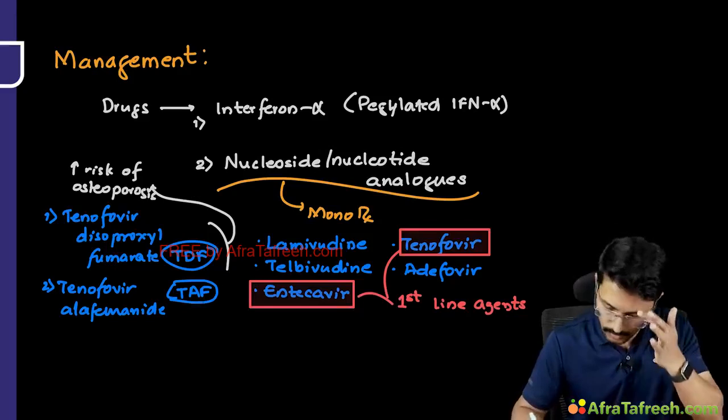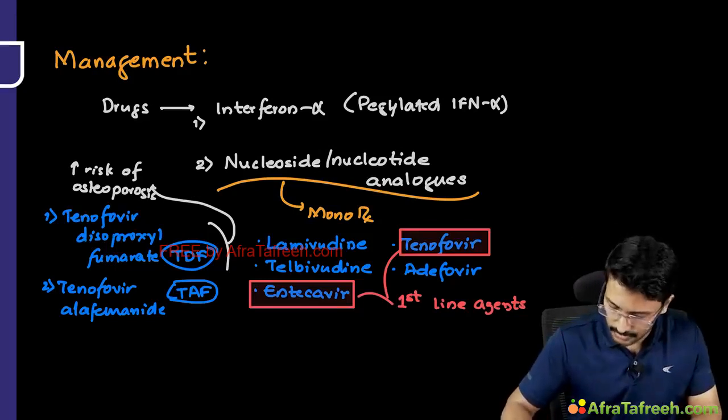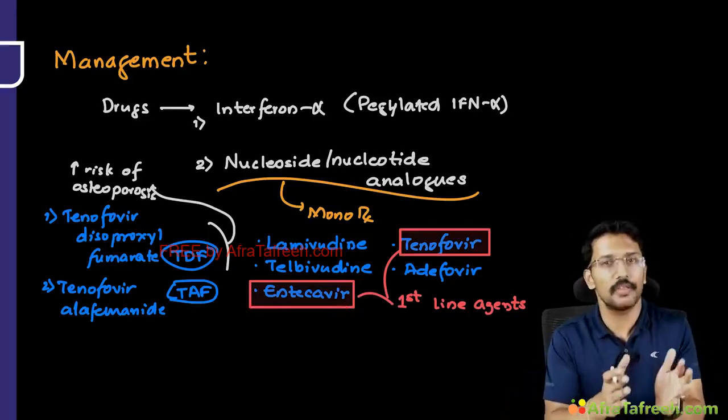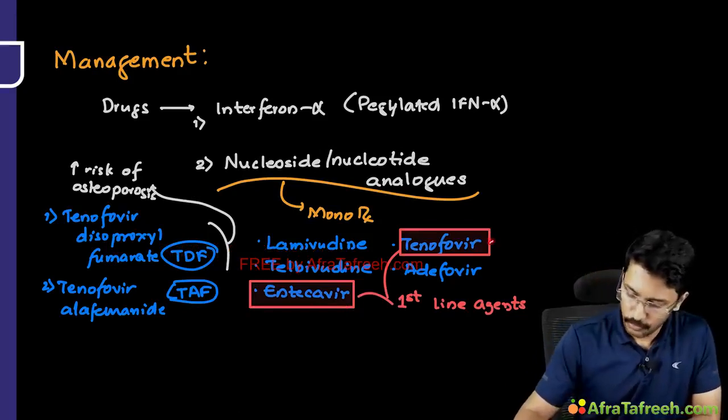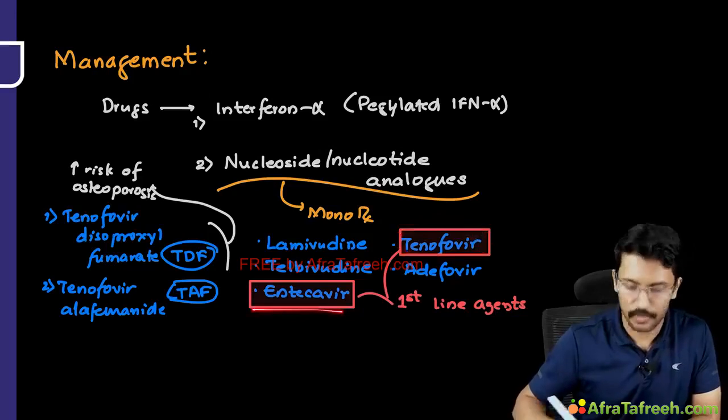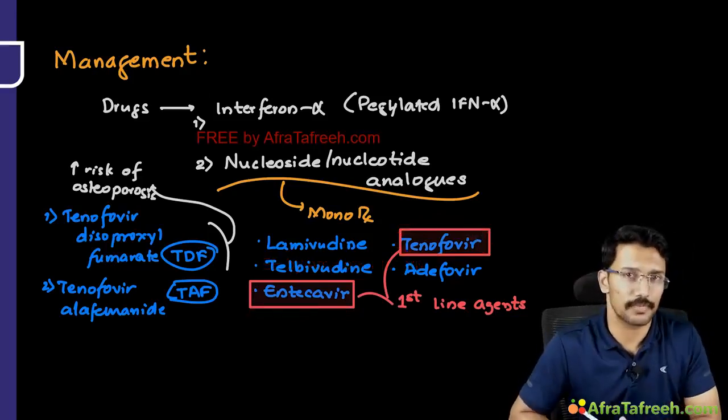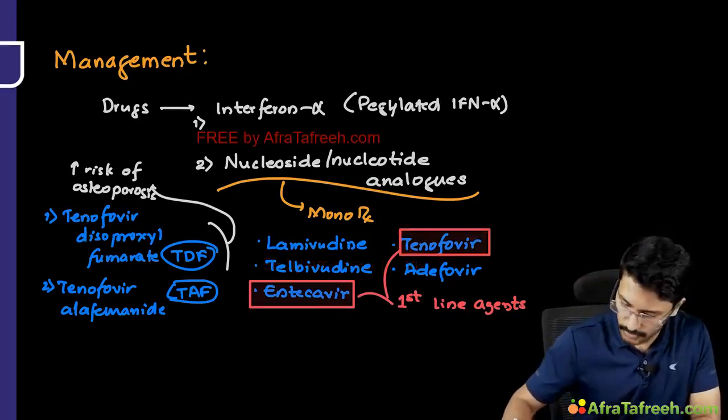Okay. Now I told you another first line agent, right? Entecavir. The question is, between these two, which one will be the first preferred agent? So please remember, tenofovir is preferred over entecavir. Then where do we use entecavir? So entecavir is preferred in two conditions.